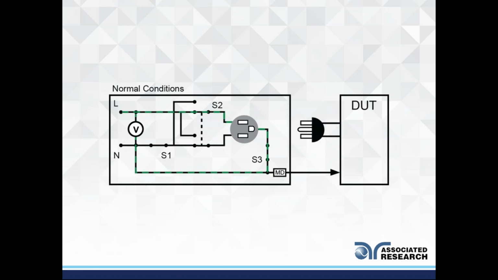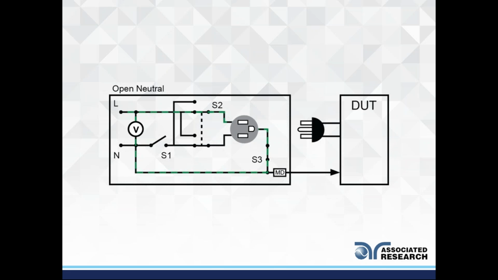Now if there were any leakage current, what would happen to it? Well, ground would catch that, right? So ground would catch that. It would bypass the MD, so the MD would probably read close to 0 amps, and it would return back to the source. That's normal conditions. That's how you want your product to work. That's why we have a ground circuit, right? It's a safety measure.